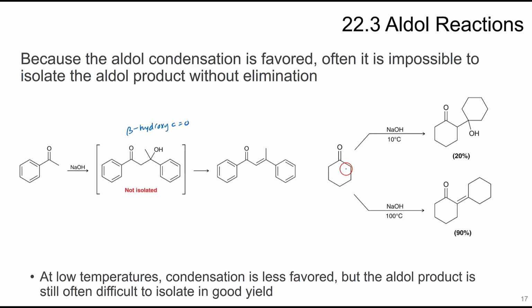So if you had cyclohexanone, we saw earlier that this is 20% yield, but if you do the reaction at 100 degrees, you'll get 90% of the aldol condensation product. At low temperatures, the condensation is less favored, so if at 10 degrees you get 20%, and even that is not great. But if you wanted to isolate the alcohol, you could do it at cooler temperatures.